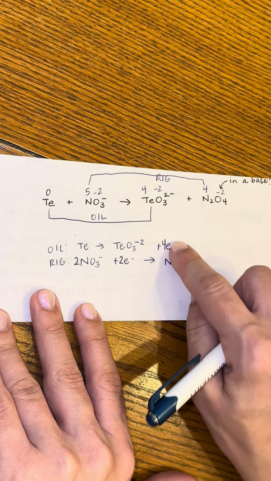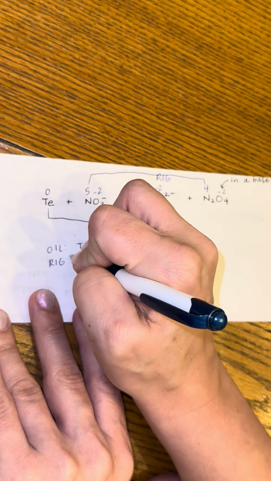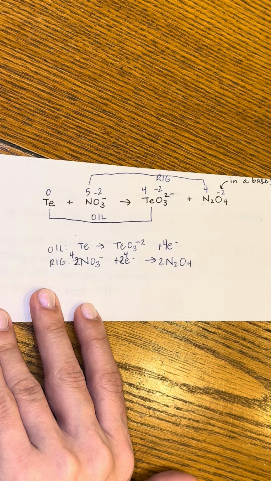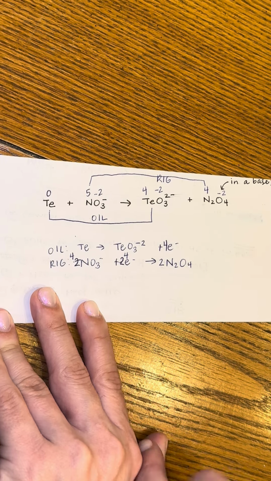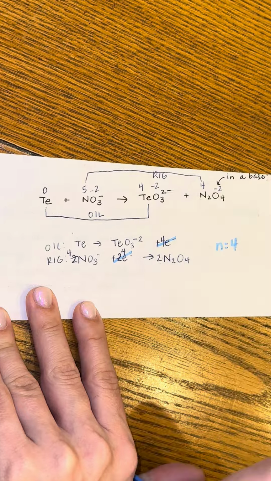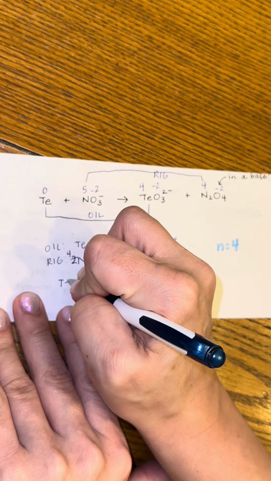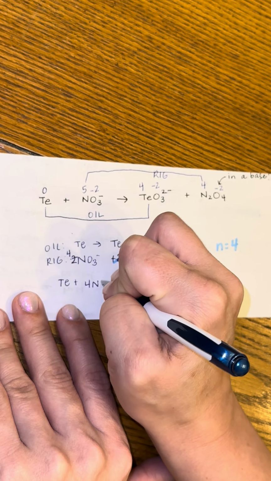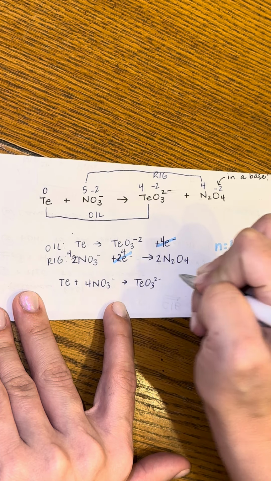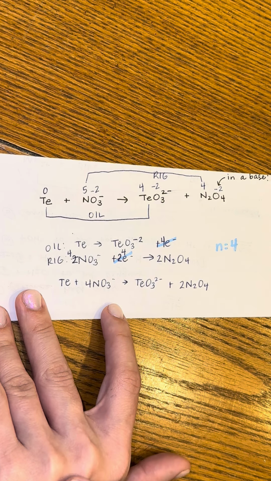Okay, now my electrons aren't equal, so I'm going to go ahead and get them equal. I'm going to multiply this whole bottom one by 2. It's become a 4, and a 2. And so now I can see that my electrons can cancel, and just remember n equals 4 for later. We are going to put these back together. So Te plus 4 nitrates, it's going to give us TeO3 negative 2 plus 2 N2O4. Now we're in a base, but it doesn't matter.